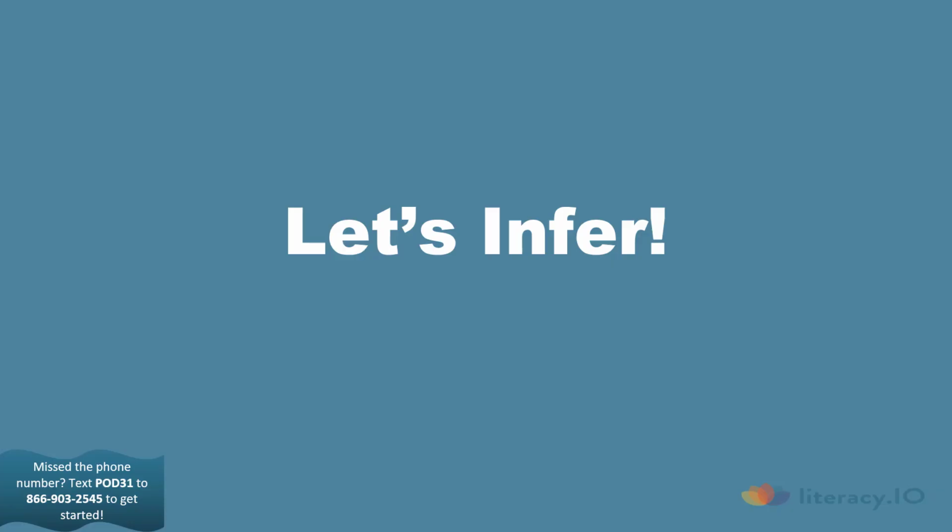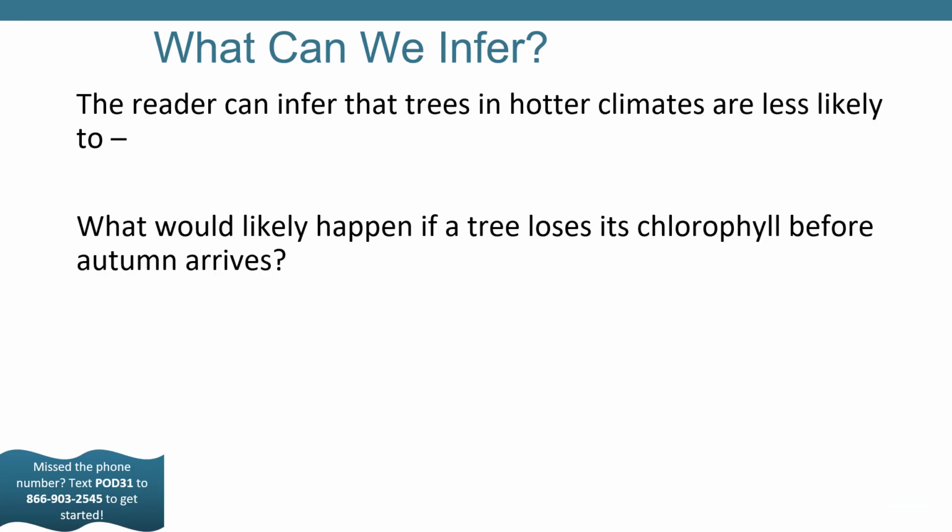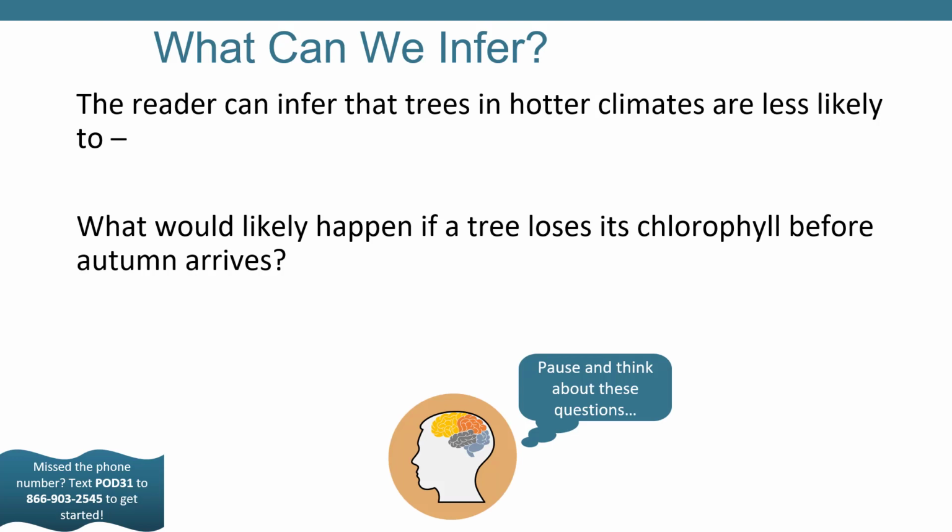You're doing great work, detectives. It's time for us to infer. Remember, when we infer, we use the information we read and some information we already have in our brains to draw a conclusion. Let's go. The reader can infer that trees in hotter climates are less likely to. What would likely happen if a tree loses its chlorophyll before autumn arrives? Pause and think about these questions. When you're ready, press play and I'll show you the entire question with the answer choices for you to answer.